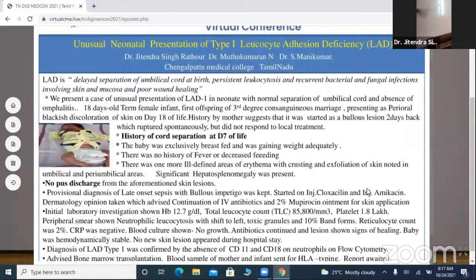Actually, one more similar lesion of erythema, crusting and exfoliation of skin was present near the umbilicus and periumbilical region, with the same discoloration, starting spontaneously like the perioral lesion. On examination, there was significant abdominal distension and significant hepatosplenomegaly. Spleen was 5 centimeter below the left costal margin, soft to firm in consistency. Liver was 4 to 5 centimeter below the right costal margin, soft to firm in consistency. More striking was that there was no pus discharge from any of the skin lesions.